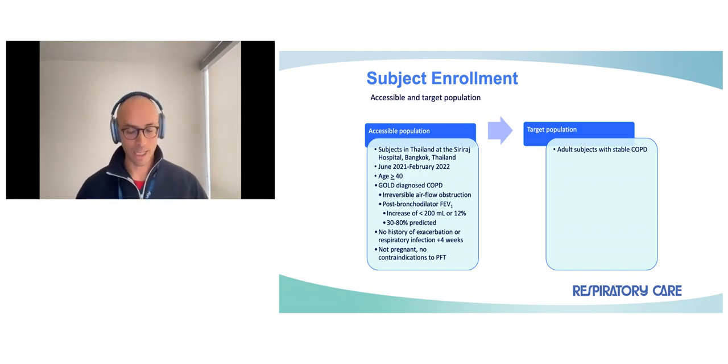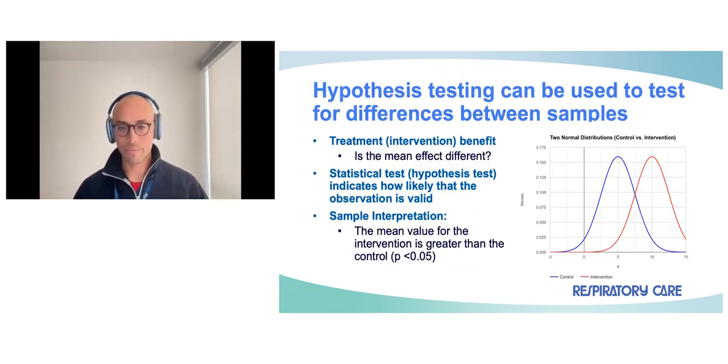Now, to ensure that these stable COPD subjects were in fact stable, they had no history of exacerbation or respiratory infection in the last 4 weeks. These subjects were not pregnant, and there were no contraindications to PFTs. Okay, so this is who we're looking for, very specifically adult subjects with stable COPD. All right.